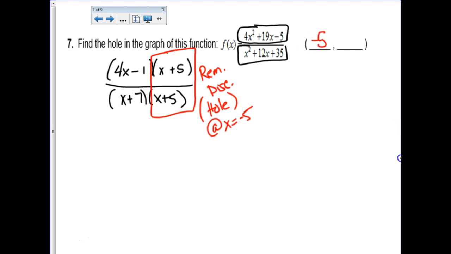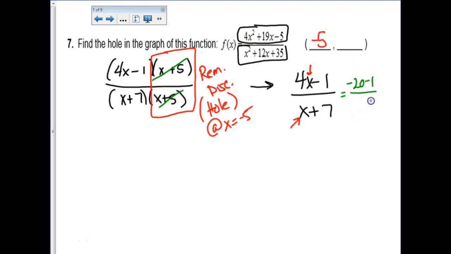Your job is now to come back and find the other part of the ordered pair for the hole location. So we would algebraically remove the hole from the problem, and then you end up with a much simpler 4x minus 1 over an x plus 7. So now you take your negative 5 and plug it into your x's. So what do we have here? We have 4 times negative 5, so negative 20 minus 1 over negative 5 plus 7, which is 2. So that's negative 21 over 2. And again, I'm calculator free at the moment, so I'm just going to leave my answer just like that. But if you wanted to go to a decimal, you sure could.